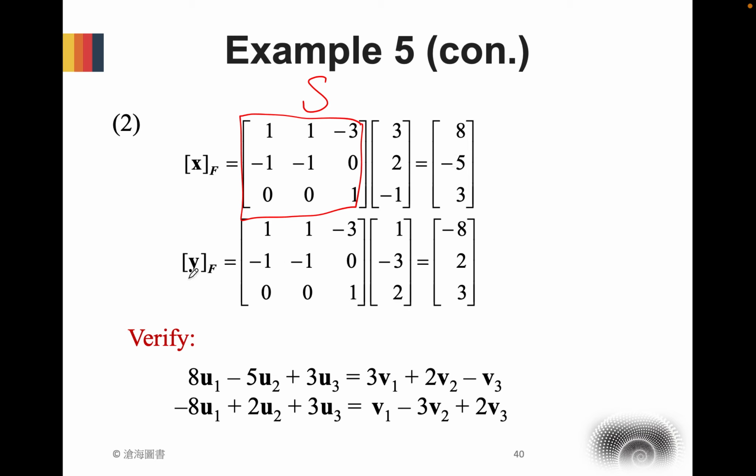We can do the same thing for the vector Y. We get this, okay? And we can verify this: 8U1 minus 5U2 plus 3U3 is equal to 3V1 plus 2V2 minus V3, right? So this is the general form of change of basis.